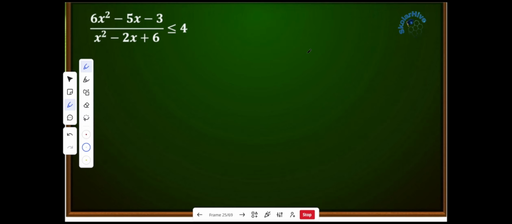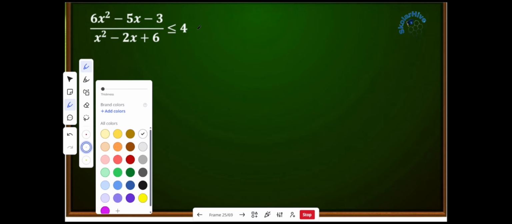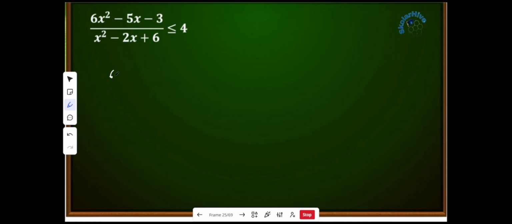So here we have a given rational expression, and on the right side we have 4, so we'll make the right side 0. For that, subtracting 4 from both sides will give us (6x² − 5x − 3)/(x² − 2x + 6) − 4 ≤ 0. Subtracting the same quantity on either side does not impact the inequality symbol.